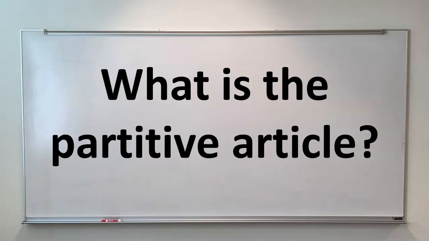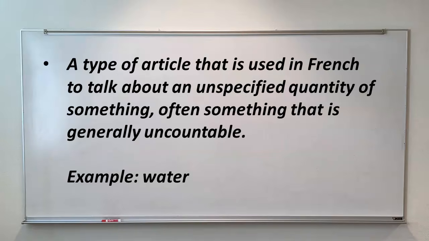Okay, so again, what is the partitive article? Let's just talk about that a little bit and we'll look at some concrete examples. So it's a type of article that's used in French to talk about an unspecified quantity of something, often something that is generally uncountable. For example, water. You cannot count water. Think of the substance of water. You can put it in a bottle and count bottles, but the water itself you just can't count.